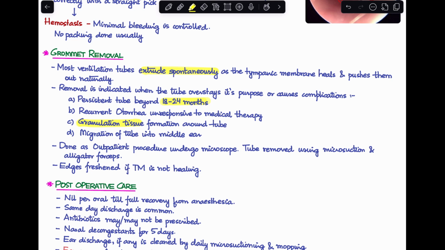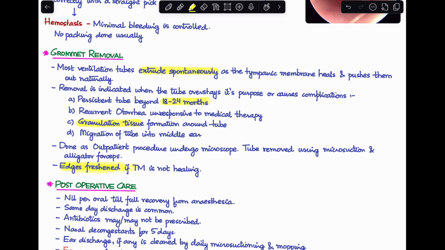Usually, these are done as an outpatient procedure under microscope. Local anesthesia is usually enough. But if it's a child, a short general anesthesia is given, and we remove the tube using microsuction and alligator forceps. And we make sure to freshen up the edges in case the tympanic membrane is not healing. So that's how we remove the grommet if it is required.